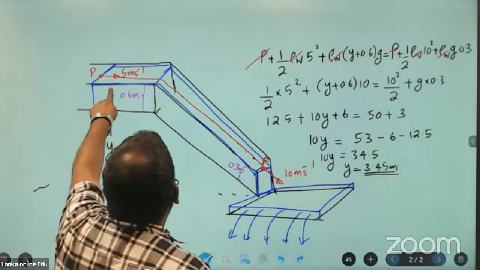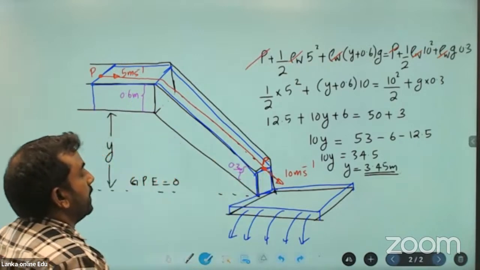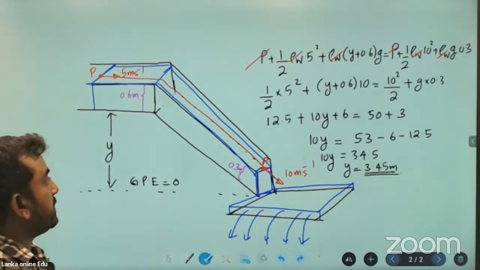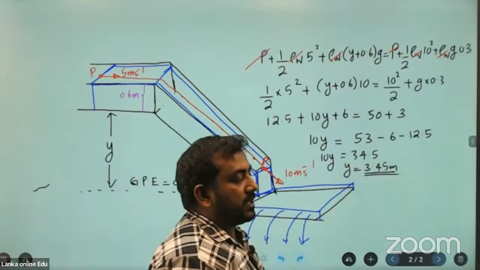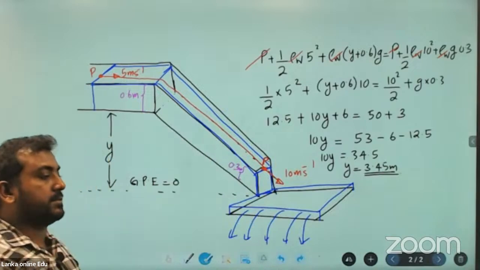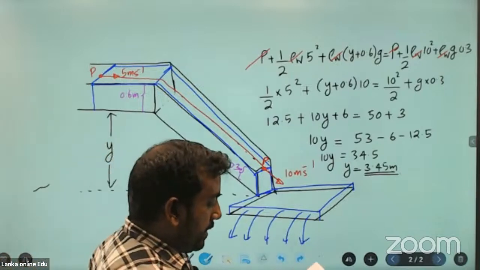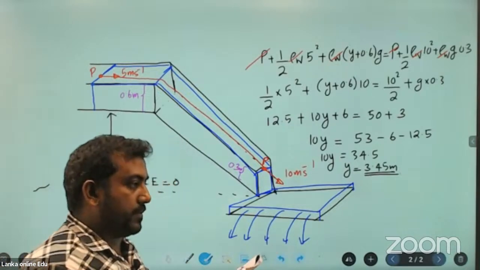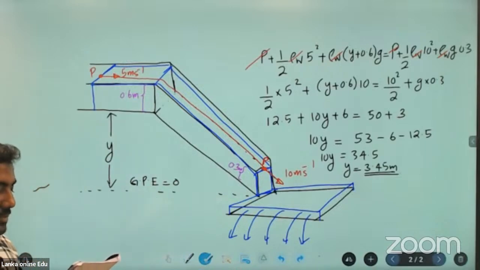Carefully, we have applied Bernoulli's principle. By applying Bernoulli's principle for the top surface, we have easily found y is equal to 3.45 meters. Right. Next question.